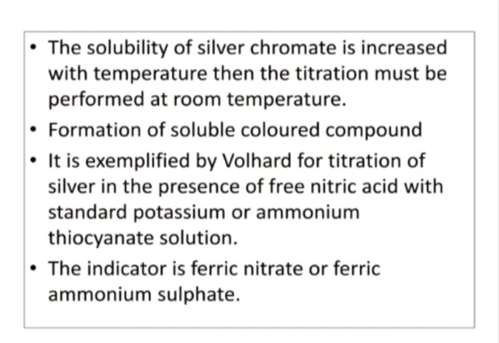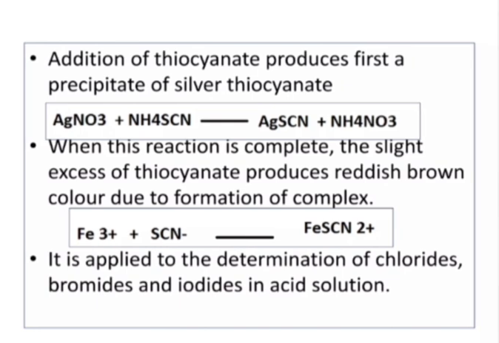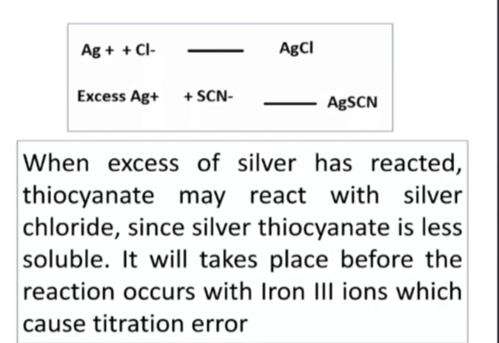Formation of soluble colored complex. It is explained by Volhard's method: titration of silver in the presence of free nitric acid with standard potassium or ammonium thiocyanate solution. The indicator is ferric nitrate or ferric ammonium sulfate. Addition of thiocyanate produces first a precipitate of silver thiocyanate. When this reaction is complete, a slight excess of thiocyanate produces a reddish brown color due to the formation of a complex. It is applied to determine chlorides, bromides, and iodides in acid solution.